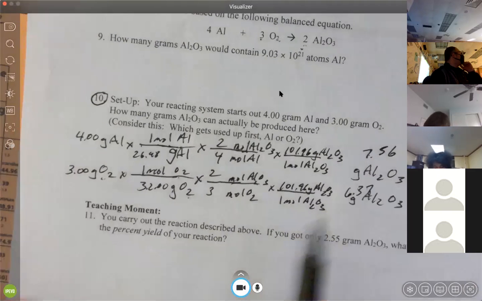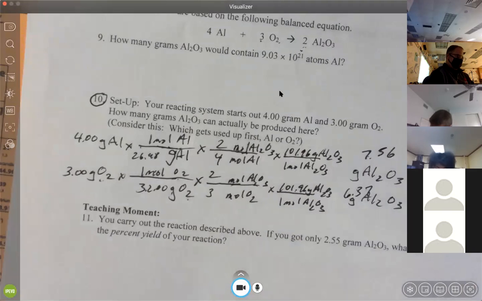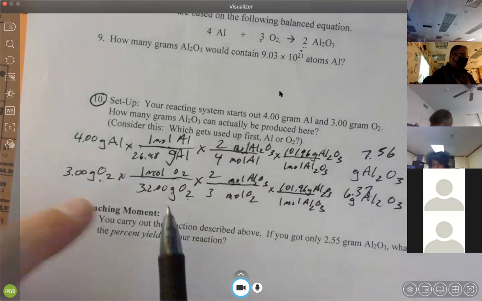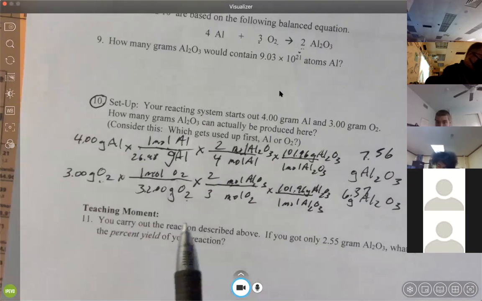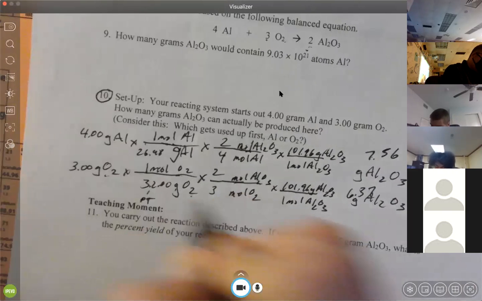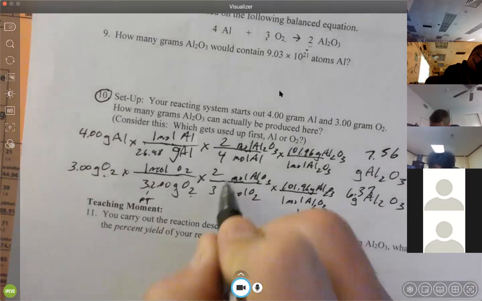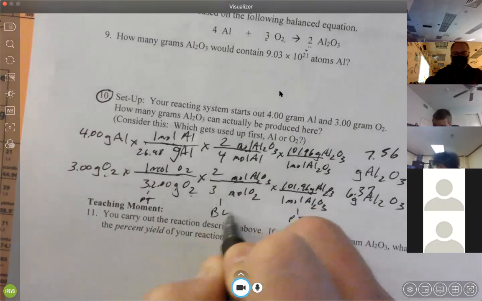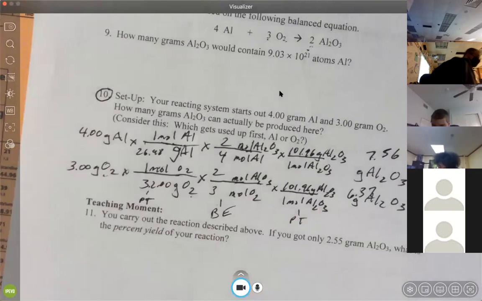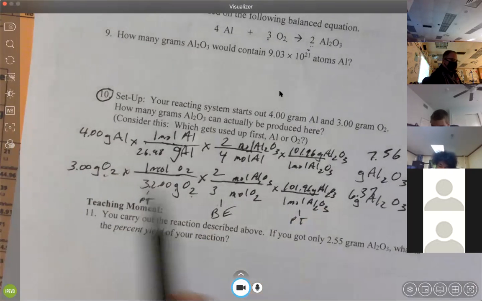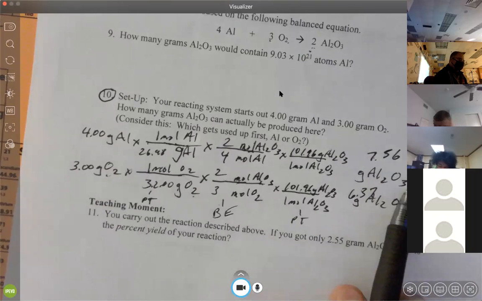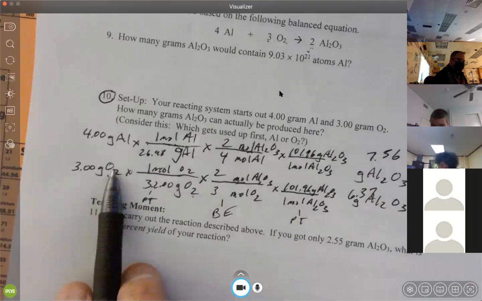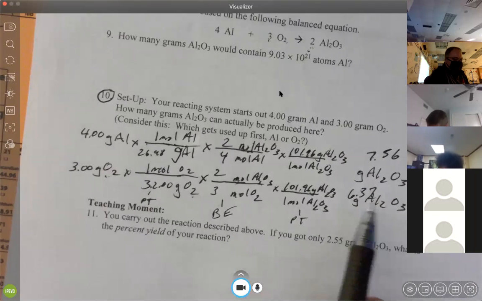Yeah, question? And from going from grams to moles. Yep, these are from the periodic table. These are from the balanced equation. So if we take a look, with 4 grams of aluminum, we can make 7.56 grams of aluminum oxide. With 3 grams of oxygen, we can make 6.37 grams of aluminum oxide.